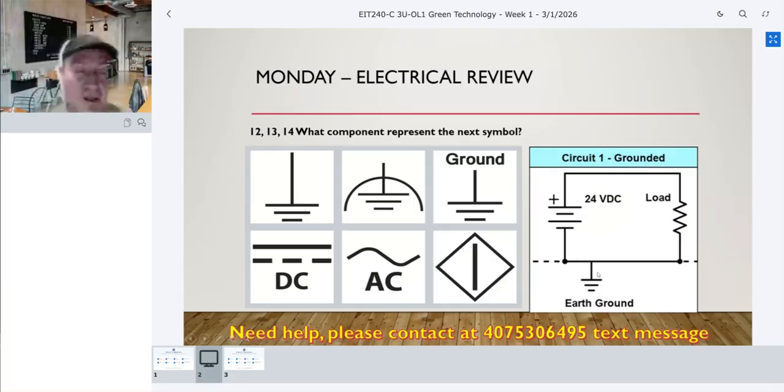Very important. Now, for number 12, 13, and 14, please read accordingly. Answer the question: what component represents the next symbol? Probably one of the questions will be related to ground. Another question will be related to DC. Another question is related to AC. So it's not hard. It's only to refresh your mind. And remember that it's basic electricity, but it's very important and crucial that you always remember, because it's something that you use every day in your job.